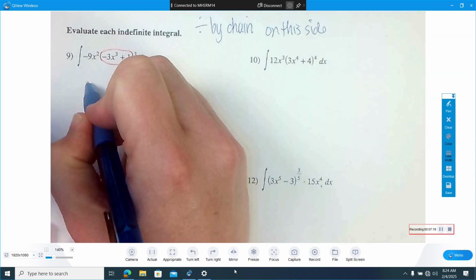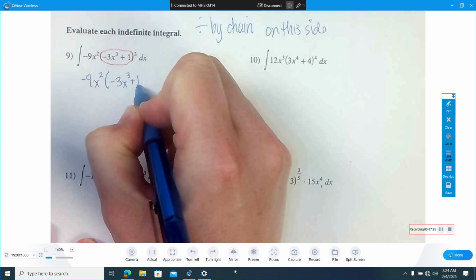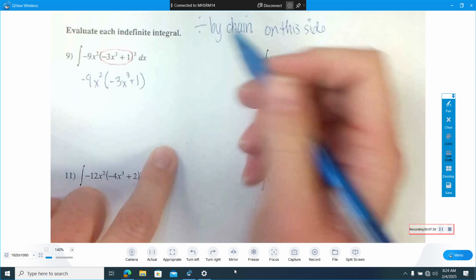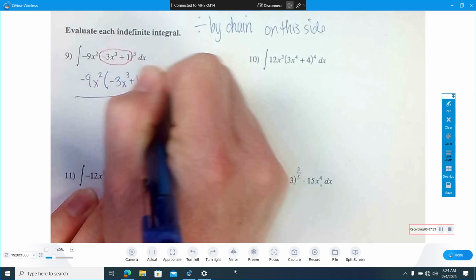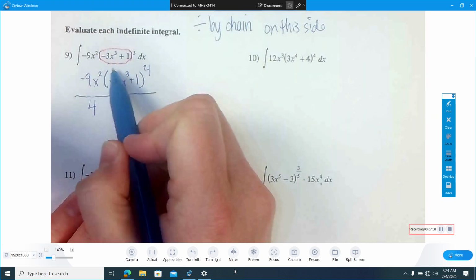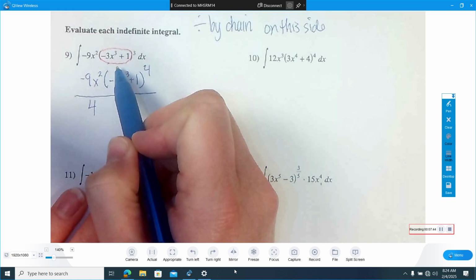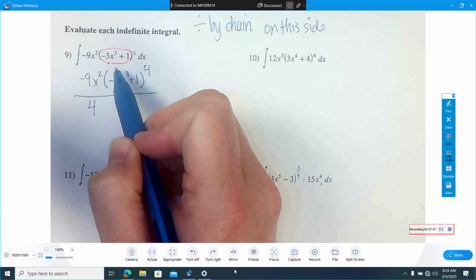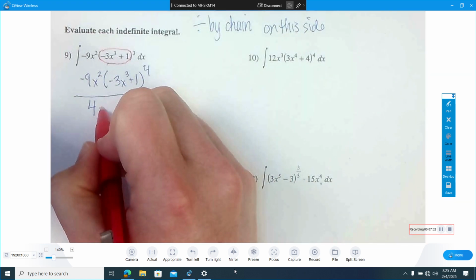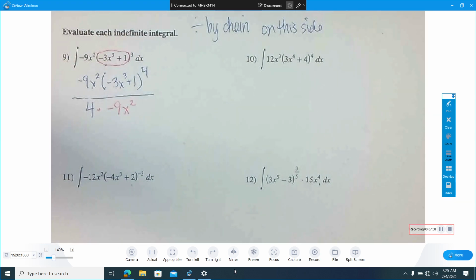I'm going to take that entire integral, negative 9x squared times the quantity negative 3x cubed plus 1, and now I'm going to increase my power by 1, so 3 turns into a 4. I'm going to divide by my new power, and because that thing that I'm increasing the power on has a derivative, I'm going to divide by that derivative, okay? So what is the derivative of the stuff in red? Negative 9x squared. So that's the derivative that we're going to divide by.